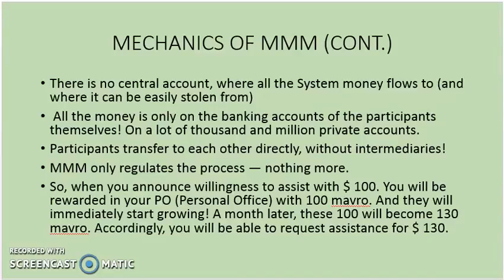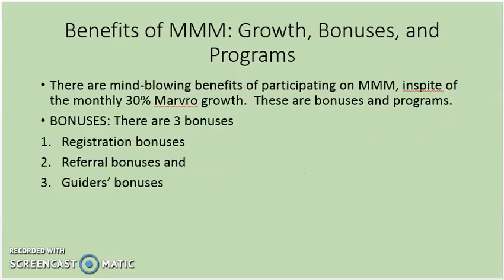So when you announce willingness to assist, say for example $100, you'll be rewarded in your personal office with 100 Mavro, a currency on the online platform, and they will immediately start growing. Your 100 Mavros will immediately start growing. A month later, these 100 will become 130 Mavros, and thereafter you can request for assistance worth $130.